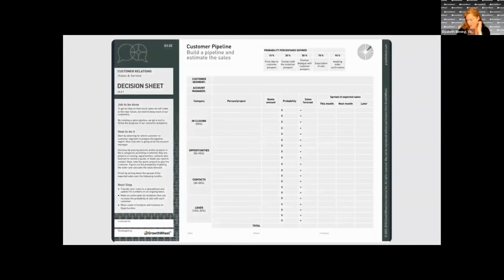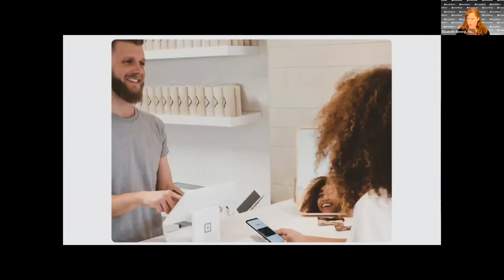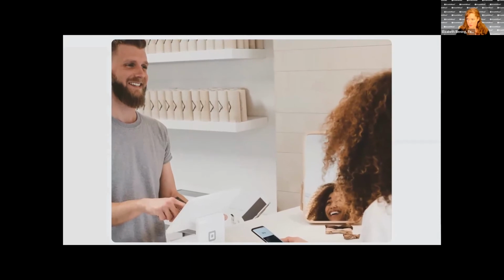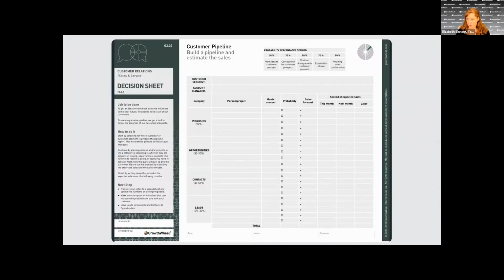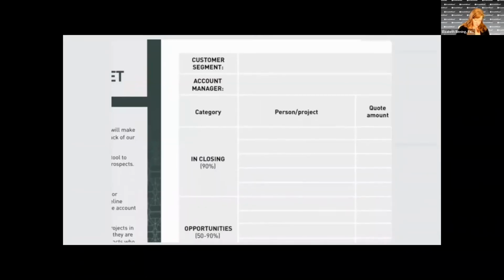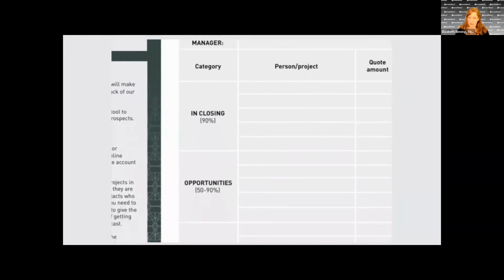This GrowthWheel decision sheet is called Customer Pipeline, and it's about building a pipeline and estimating sales. The job to be done is to keep track of our customers so we can get an idea of how much sales income we will make in the near future. The challenge is that, sadly, not every customer or client will end up purchasing from us. To maximize our closing percentage, we should track where our prospects are in the sales pipeline and work through the process to close the sale.